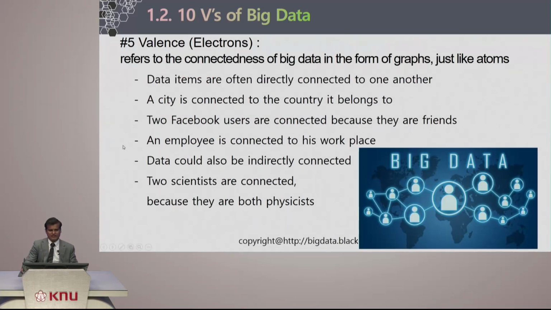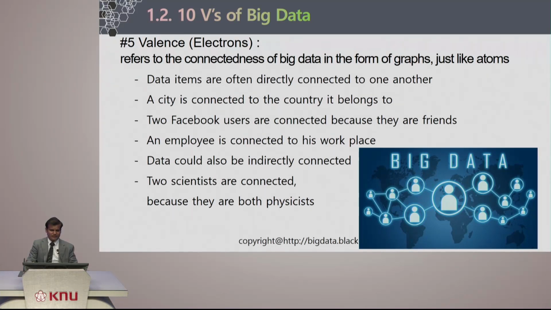Then comes the valence. This valence refers to the connectedness of big data in the form of a graph, just like atoms. Atoms are connected together and the valence electrons are just surrounding the nucleus, in the outside part. Just like that, data items are kind of connected. A data item is often directly connected to another data item, just like two Facebook users are connected by some means. In other words, two employees are connected in their workplace. You can even think about two students, they are connected somehow.